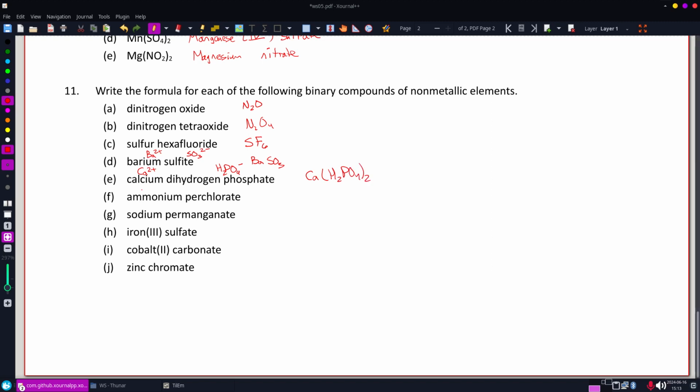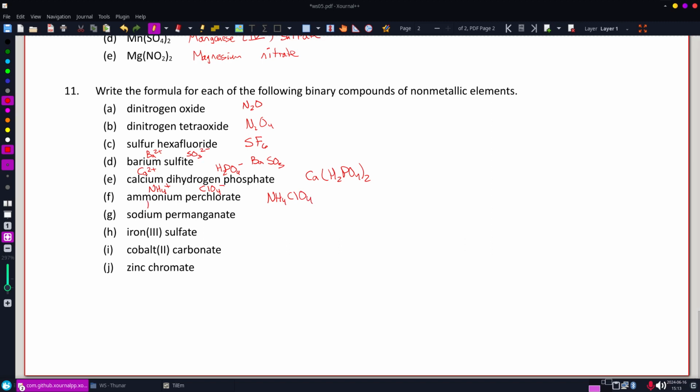All right. Our next one has 2 polyatomic ions, ammonium, NH4+, and perchlorate, which has 1 more oxygen than chlorate, so it's ClO4-. Those are the same charge, so this is just going to be NH4ClO4.